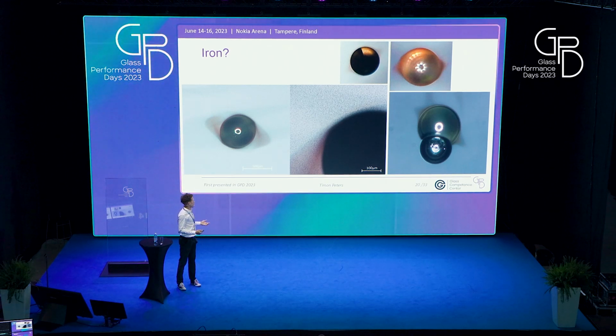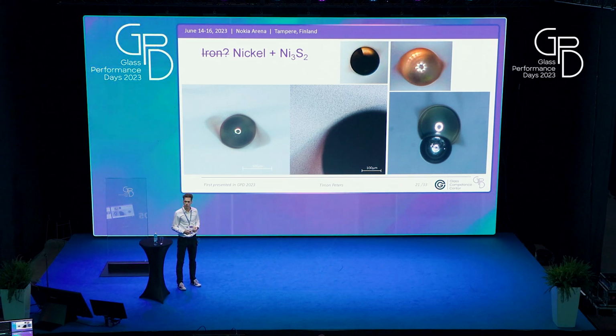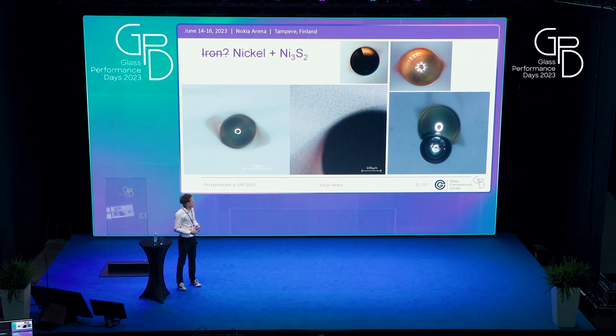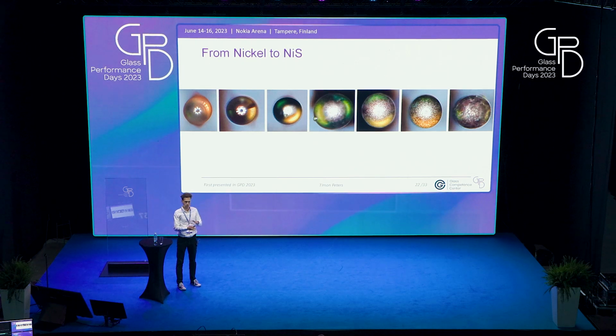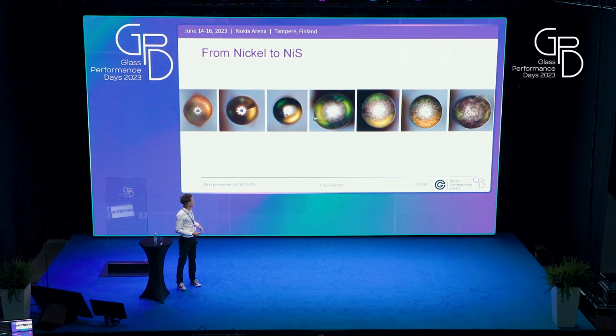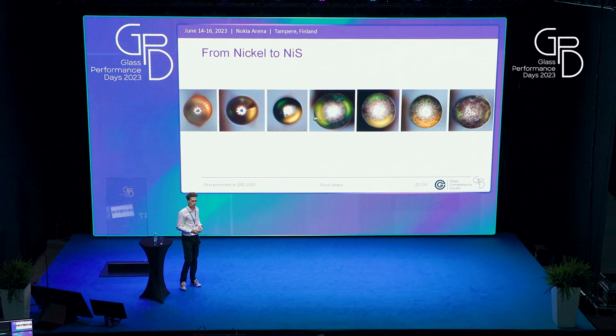So what's the problem here? Well, it turns out it isn't iron. It's actually nickel and an early stage of nickel sulphide. How can we prove this besides chemical analysis? Well, if you don't just have 1, 10, or 15 inclusions, but you have thousands of inclusions, you can find every stage between the nickel metal and the final nickel sulphide inclusion.